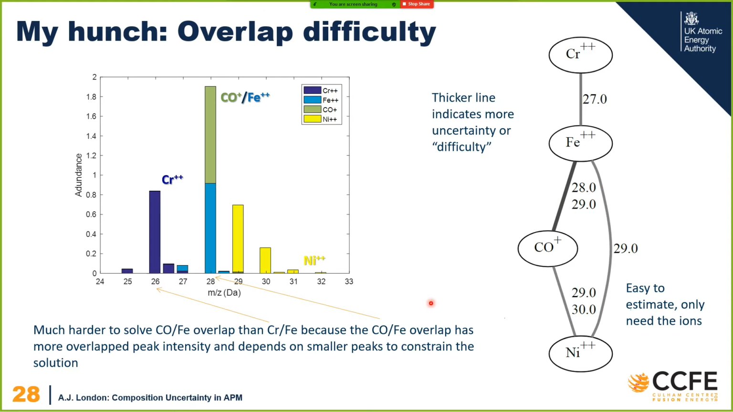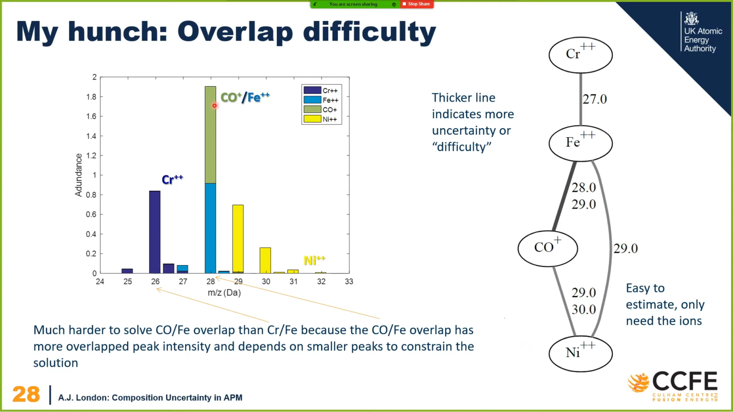The thickness and the colour, the intensity of the line, actually indicates how uncertain that particular overlap is. And these lines do influence each other. So by adding carbon monoxide here, we've made the nickel iron and the iron chromium overlap wider as well. So for a single overlap problem, for a single definition of ions, without knowing what the counts are, just assuming, say, all the counts are the same, it can tell you very easily whether you have an easy problem or a difficult problem.